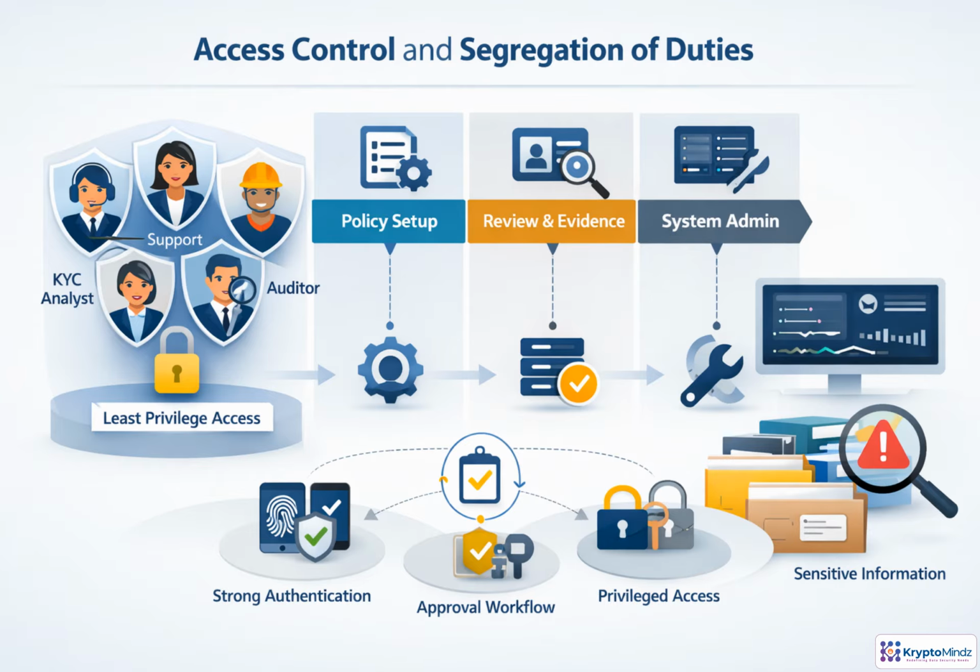Access control begins with least privilege. KYC analysts review cases, support teams help customers, auditors inspect evidence, and engineers administer systems, but no single role should control the whole process. Sensitive actions, such as policy changes or production access, require strong authentication, privileged access controls, and approvals. Access to identity data, decisions, and audit evidence should be logged, monitored, and reviewed regularly for misuse.